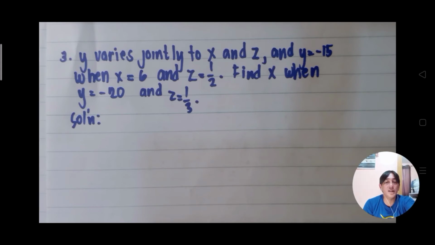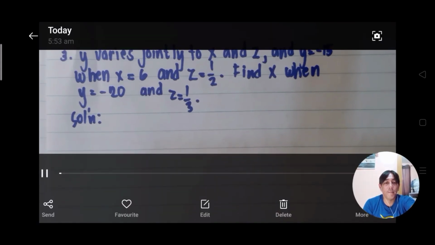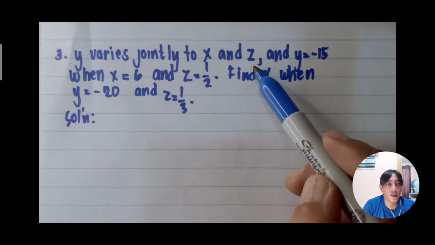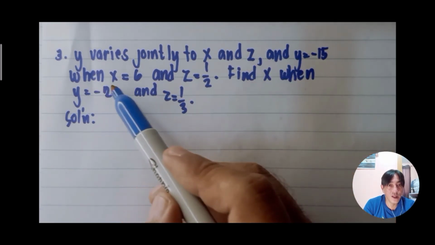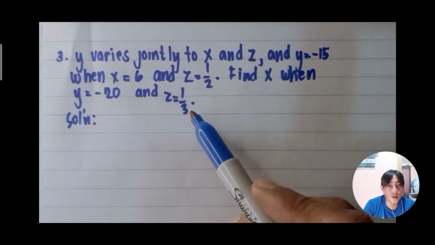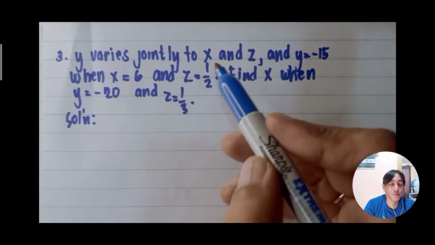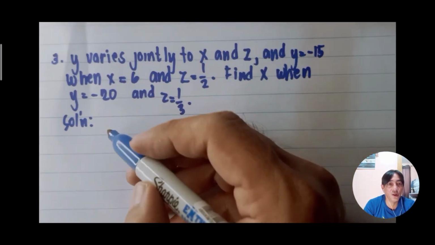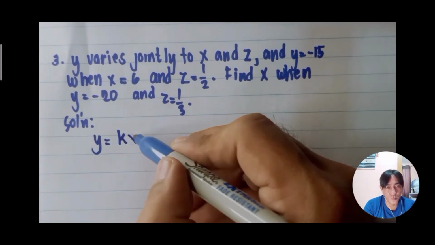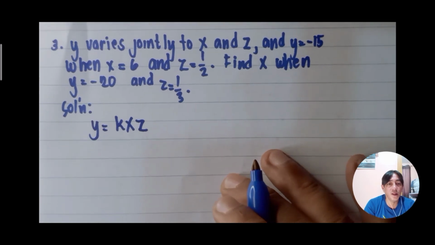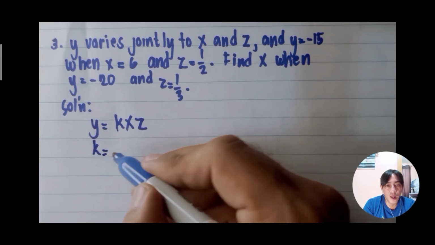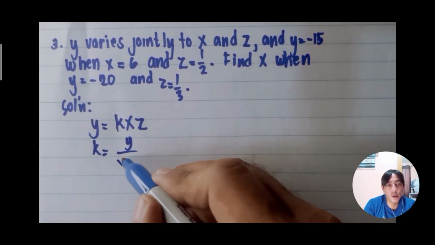Okay, let us go now to the last example. Number 3, y varies jointly to x and z. And y equals negative 15 when x equals 6 and z is 1/2. Find x when y equals negative 20 and z is 1/3. So y varies jointly to x and z means ang mathematical equation natin will be y equals k times x times z. And kunin natin yung equation ng constant. So k now will be y over xz.